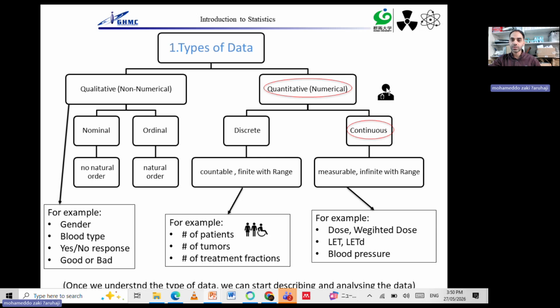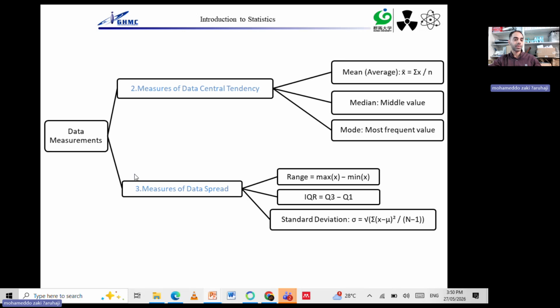I put this guy here, it's me. I am always working with quantitative continuous data, which is always LET, dose-average LET, and biological dose. Now, I do have some qualitative data, but I'm mostly in continuous quantitative data.